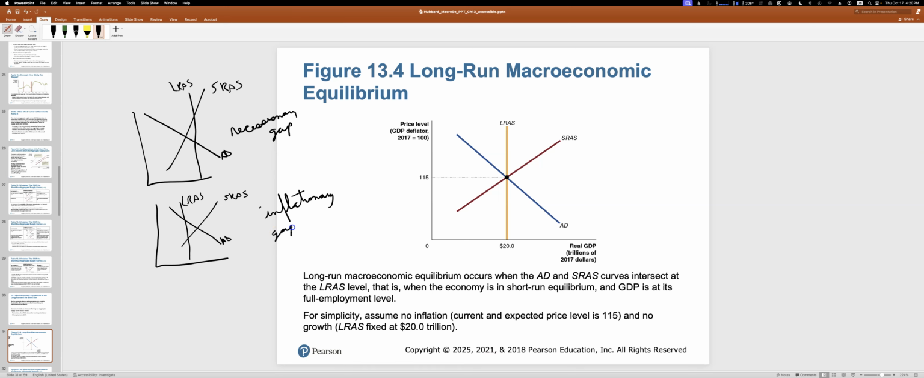And what this represented when Keynes outlined this was our first true graphical understanding of what causes a recession. That a recession, in essence, is just when the economy is in a short-run equilibrium that's different than the long-run equilibrium.